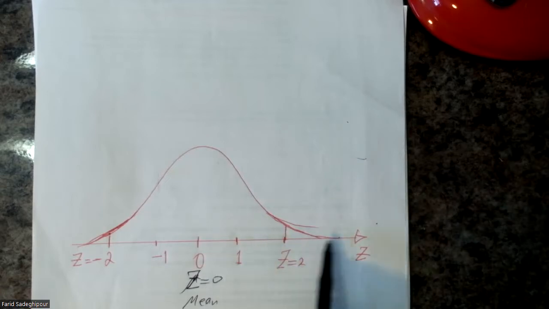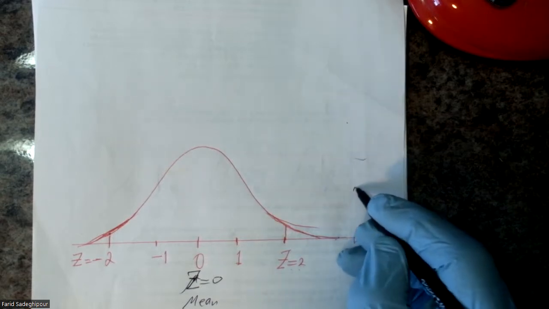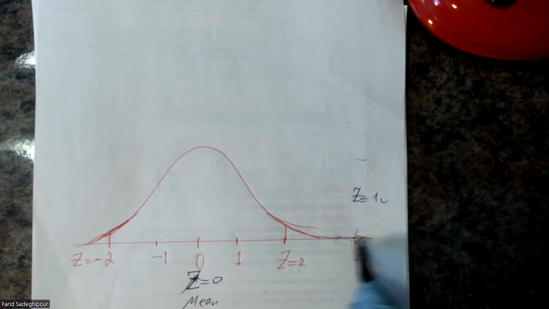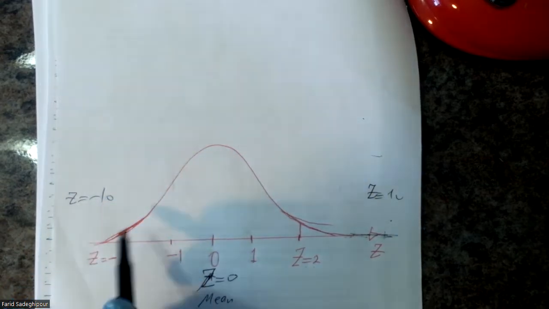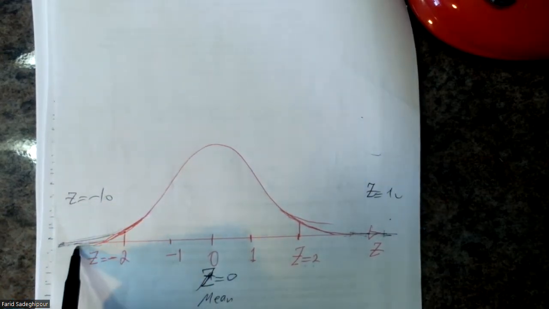Now, as you go to the right, when you reach z equal to 2, we are getting really close to the end of this curve. Like if I say the value of z is 10, that means you're almost touching this area. Or if I say z is equal to minus 10 or minus 20, you are somewhere here. So you see the area is almost getting to 0.